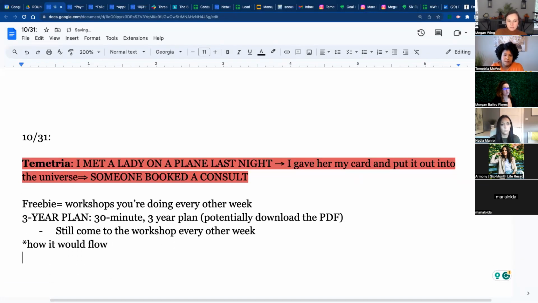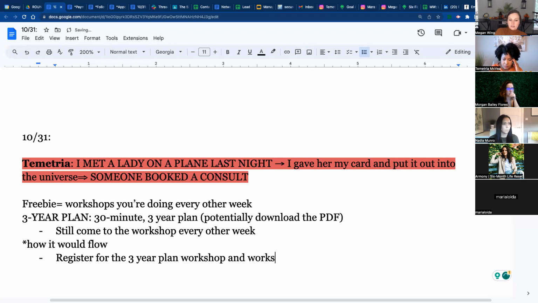So it's like register for the 3-year plan workshop, or workshop and worksheet here, or PDF included. That would just be my thoughts so that we just don't have too many links. How does that feel for you though? Totally up to you. You are the CEO.